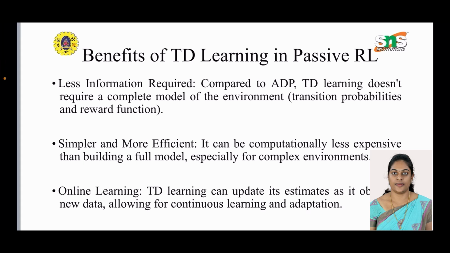Next are the benefits of TD learning in passive reinforcement learning. Here we highlight the advantages of using TD learning. First is less information needed. Unlike ADP, TD learning doesn't need the full environment model, making it more flexible. Next is simpler and more efficient. It can be computationally faster, especially in large environments, whereas ADP is slow in larger environments. Third is online learning: it can continuously learn and adapt as it observes new data.